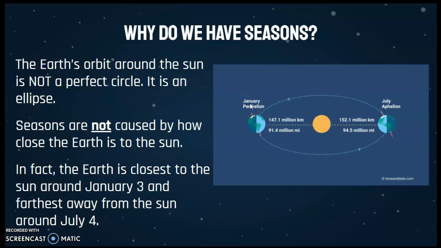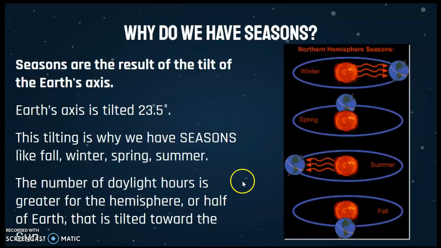We can't really say that we get closer and further away from the sun and that is the reason we have seasons. It's not at all. So we can't really make that argument. Some people do. So the reason we have seasons is because of our axis tilt. We are tilted at something that you guys have to memorize, 23.5 degrees. And that is the reason we have changes in seasons.